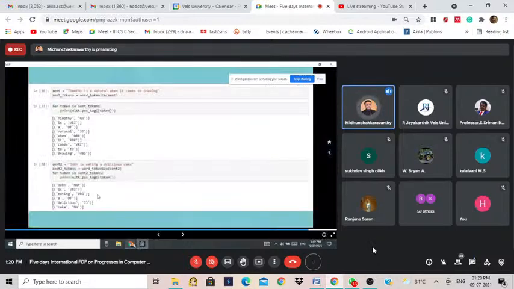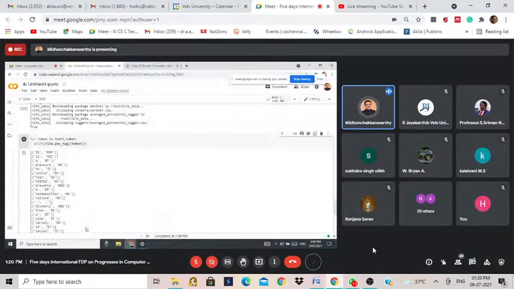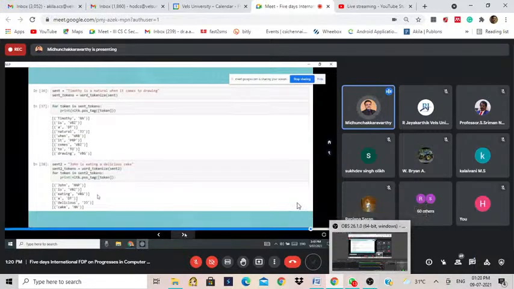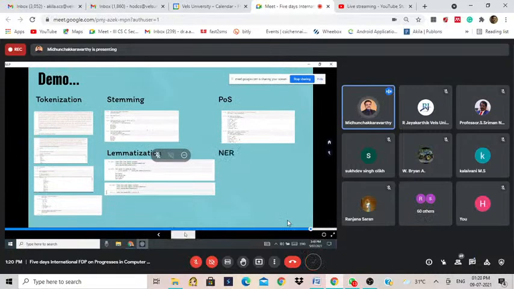As I said, you can also try this in your hand process itself. You can try it on your mobile phones or your system, anywhere. You can straight away implement this and do it. So this is how we do it. Now we are done with stemming and POS tags as well.